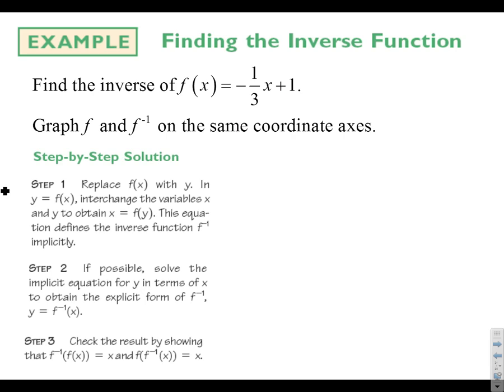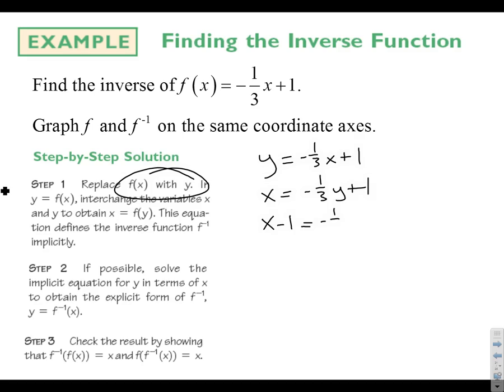Find the inverse of a function defined by an equation. Here's what we're going to do. Switch x and y. Okay, switch x and y. We're going to swap them out. So in this problem, originally we had y equals -1/3 x plus 1. The inverse is going to be x equals -1/3 y plus 1. We switch the x and the y. Get y by itself. Subtract the 1, times everything you see by -3.